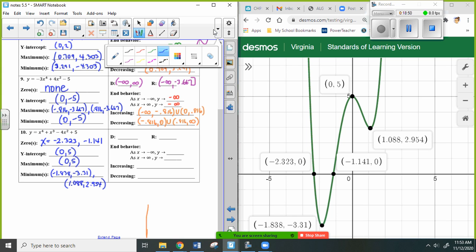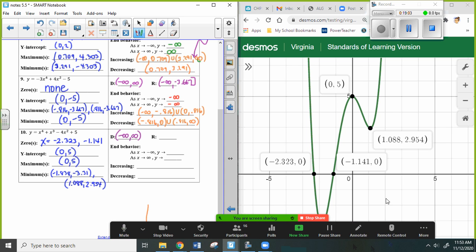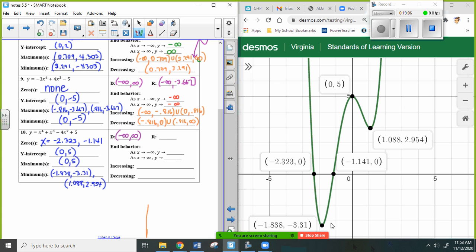All right, and then let's get our domain. Change colors here. We've got still all real numbers. Now our range this time, when we come up from the bottom, the first thing you get to is a minimum. And then you go up from there. So you have to start at your minimum. Remember, you need the y value. And then you're going to go up to positive infinity from there. Both ends are going up, so these should both be positive infinities.